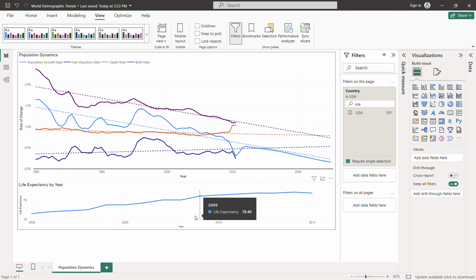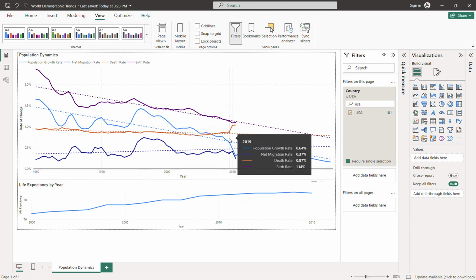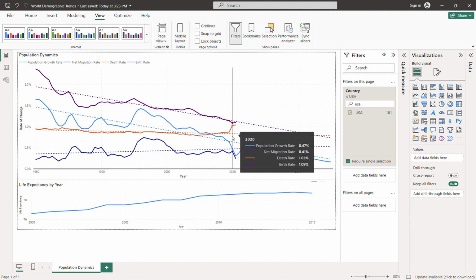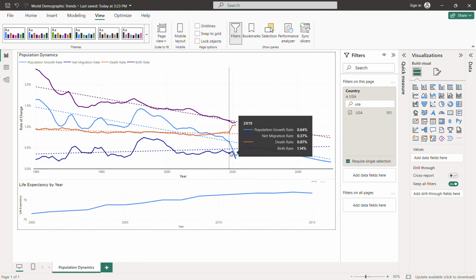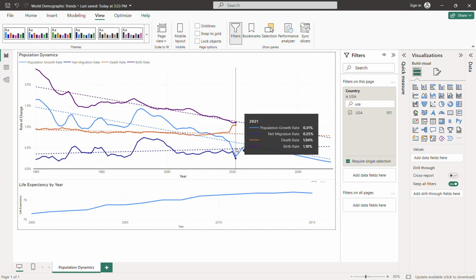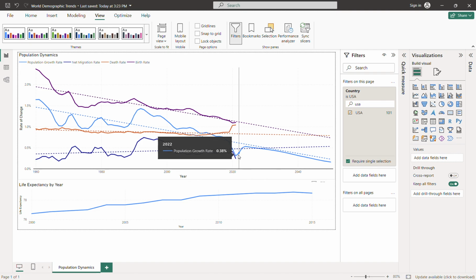What you can see in the United States is that right at this point, 2019 to 2020, there's a big jump in the death rate, and we would say that's a lot because of the coronavirus pandemic. So the death rate jumped during that period of time, but during the same time period, you could see that the net migration rate fell. It was still positive, but it had its impact on the population growth rate.